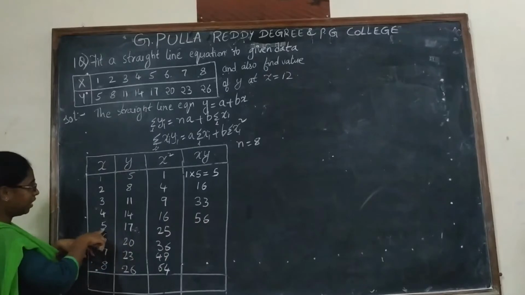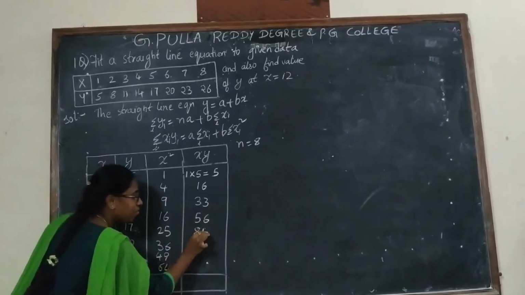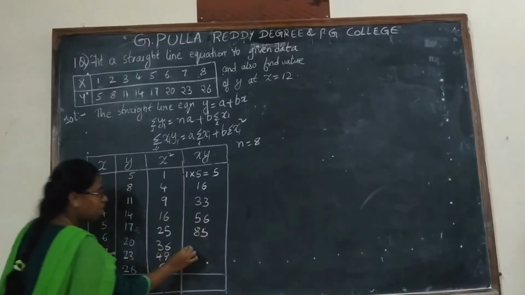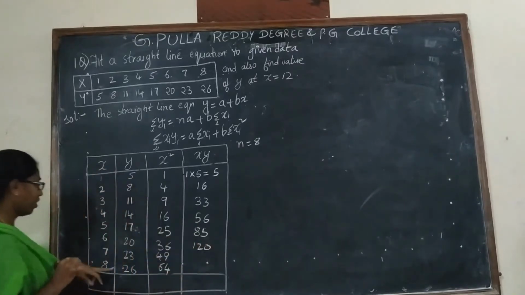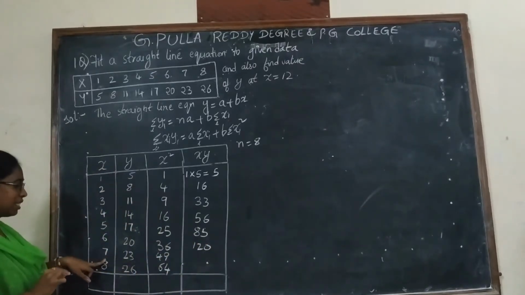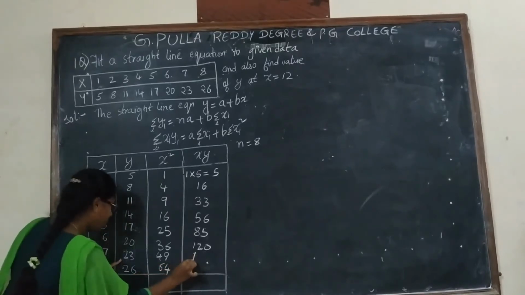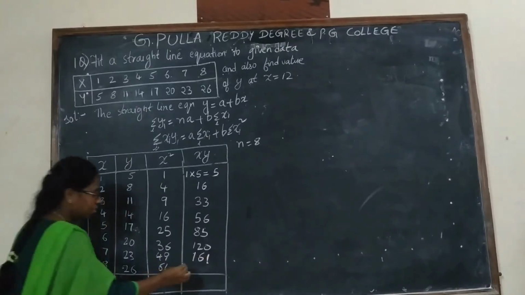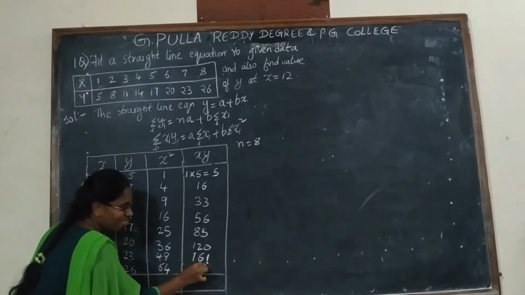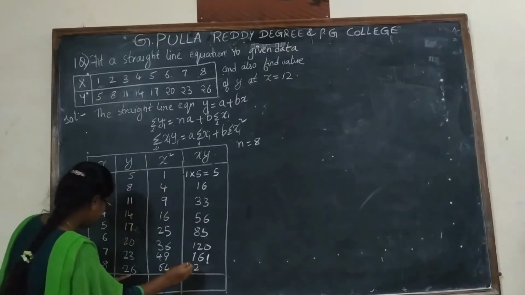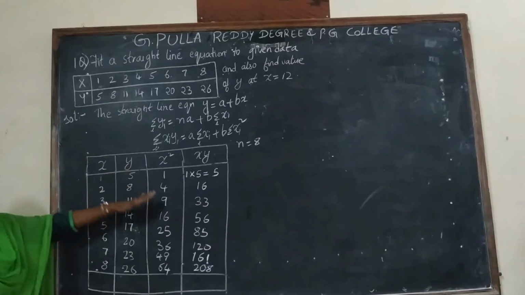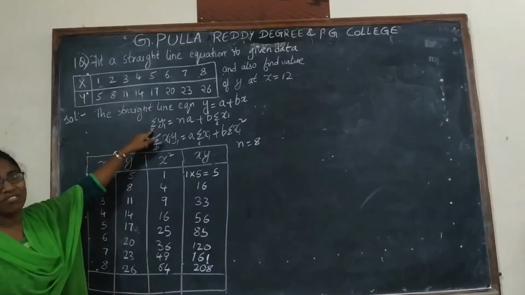Next, 5 into 17. 17 into 5 is 85. Next, 6 into 20, that is 120. Next, 7 into 23, you will get 161. Next, 8 into 26 is 208. Now add all these column values to get the summation values.